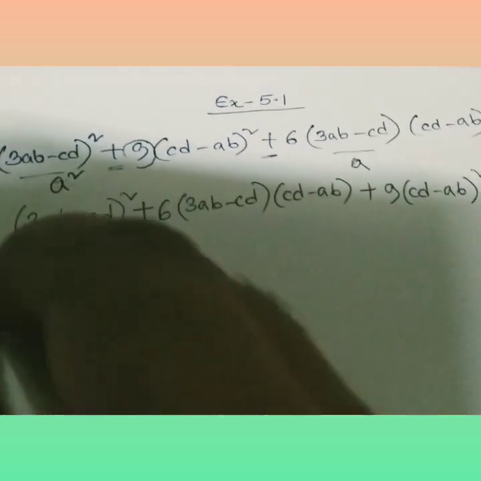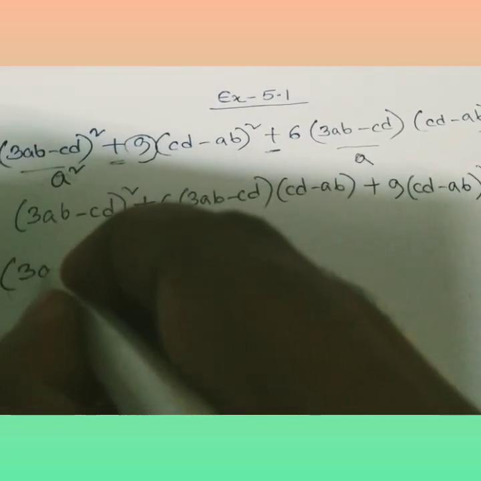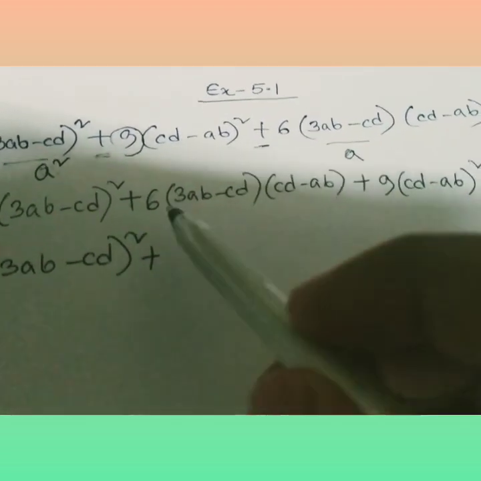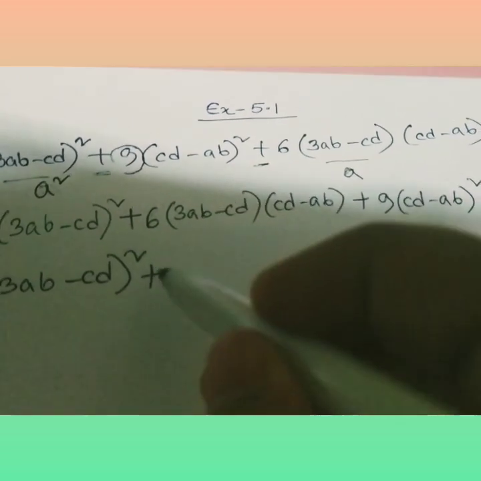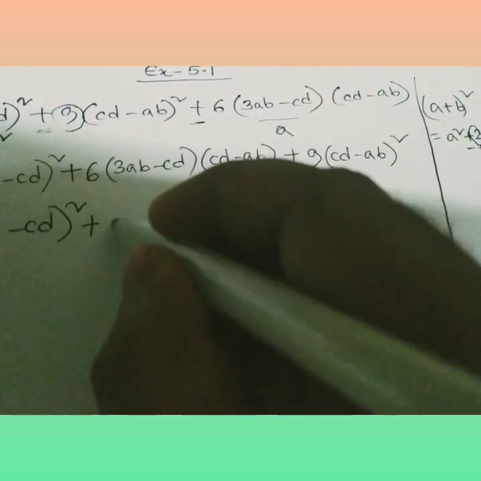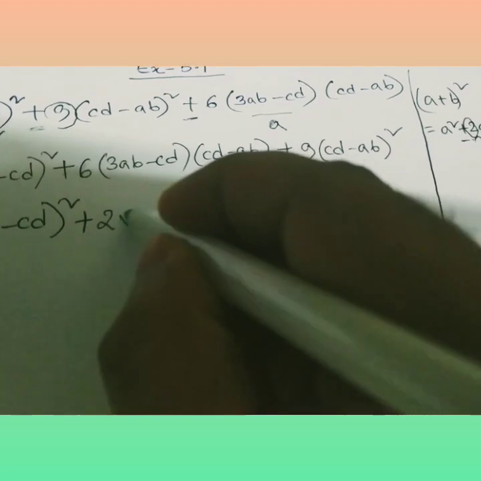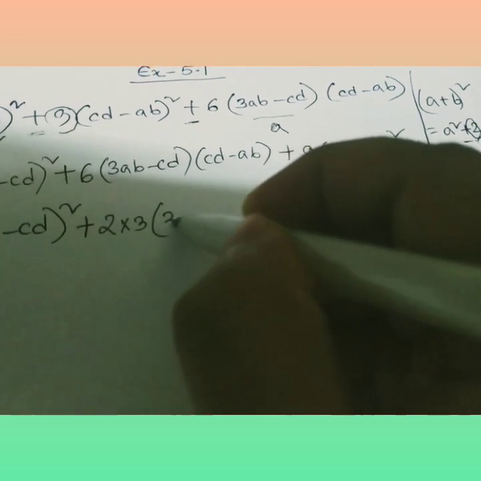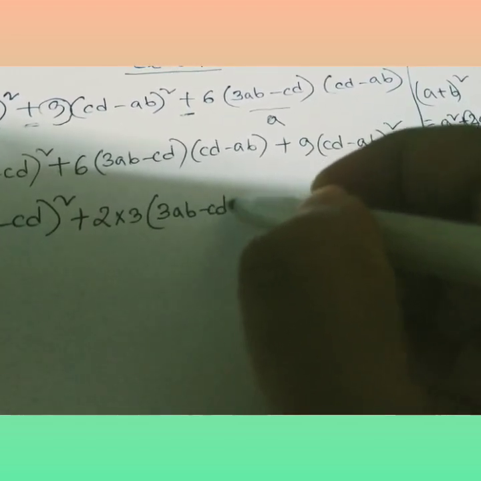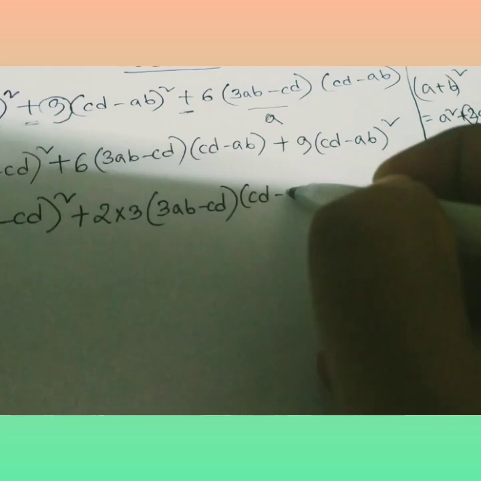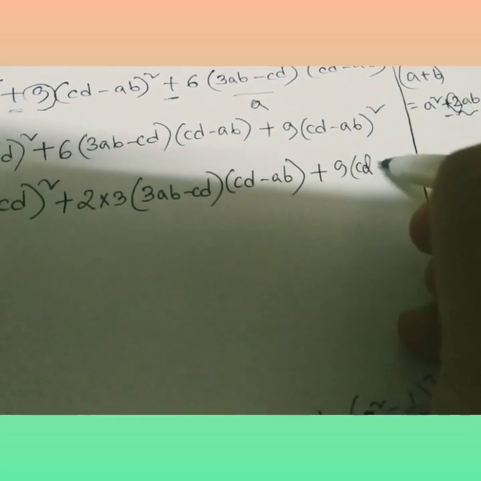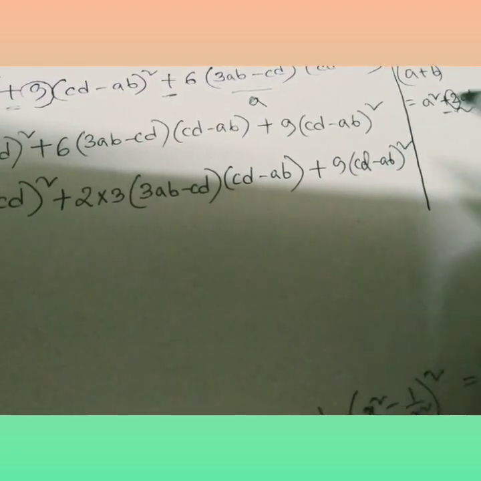So we can write equals to (3ab minus cd) whole square plus, you see 6, if I have to put a 2 as the formula, so we can write 2 into 3, right? Because 6 equals to what? 2 into 3. Then we can write 3ab minus cd, then cd minus ab, plus 9 (cd minus ab) whole square.